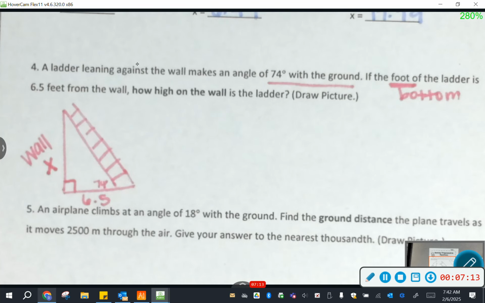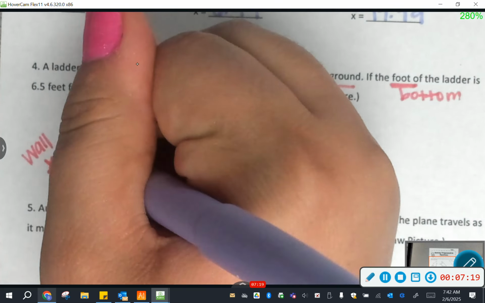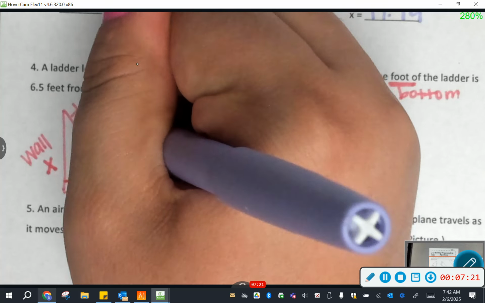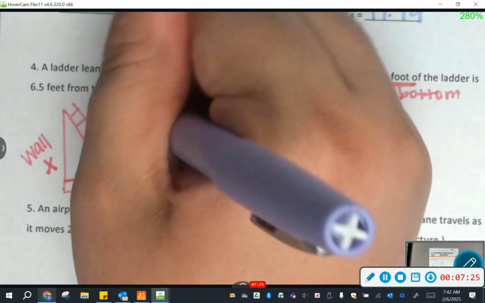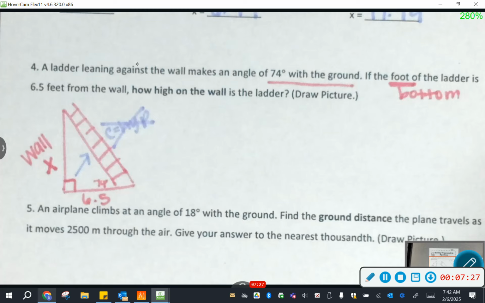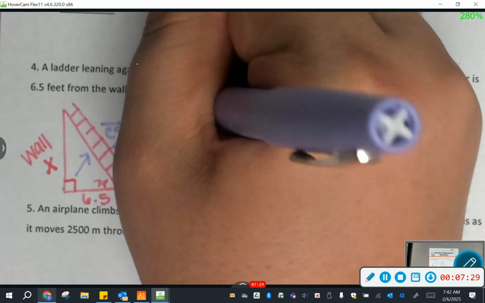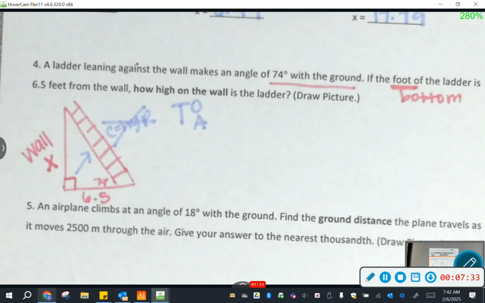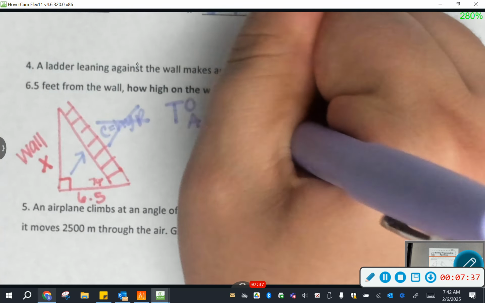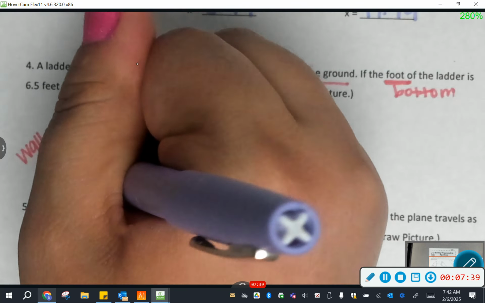Okay, it's pretty straightforward. What do I do first to solve this? You label your C. Label my C. And do I have a C? Mm-mm. So what do I know? What type of problem is this? It's TOA. If there is no number with your hypotenuse, it will always be tangent. So the tangent, how many degrees? 74.